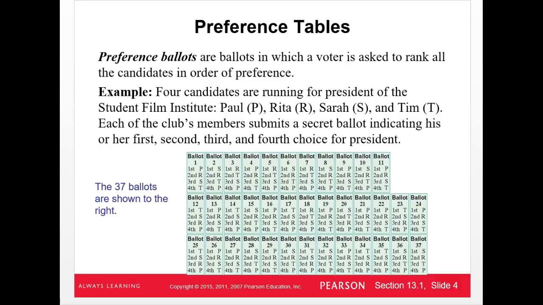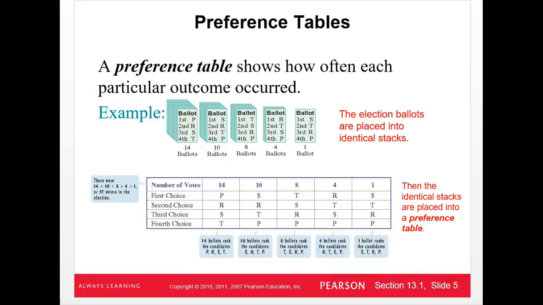So what we would do is take all these ballots and group together the ones that were alike, and maybe it looks something like this. There were 14 of those ballots that had P, R, S, and T. Then there were 10 that had S, R, T, P, 8 that had T, S, R, P, 4 that had R, T, S, P, and finally just 1 that had S, T, R, P. Then we would calculate who the winner was based on that. Now, there are different methods to do that calculation, and that's what we're studying in this section.